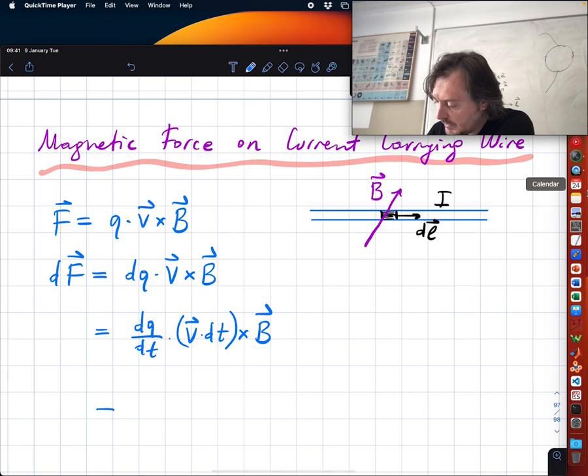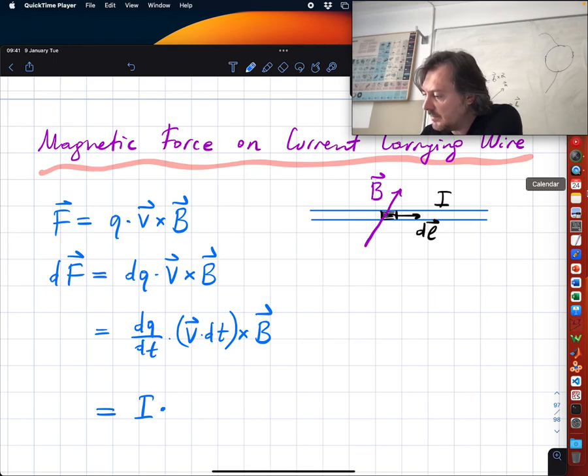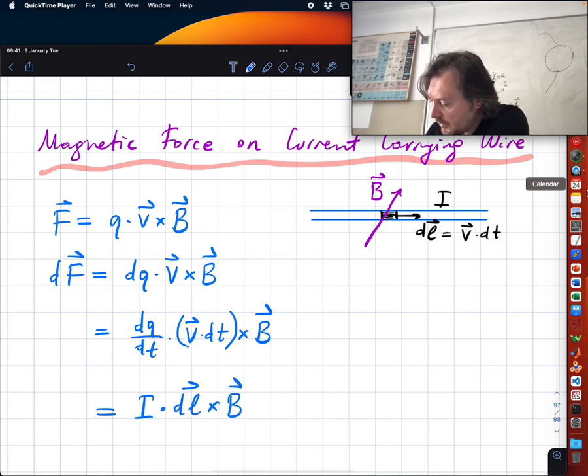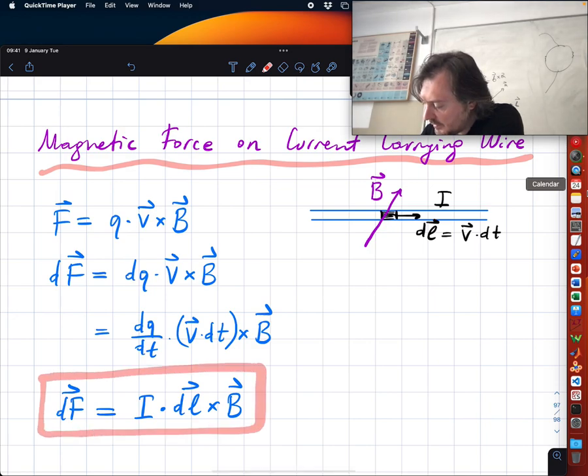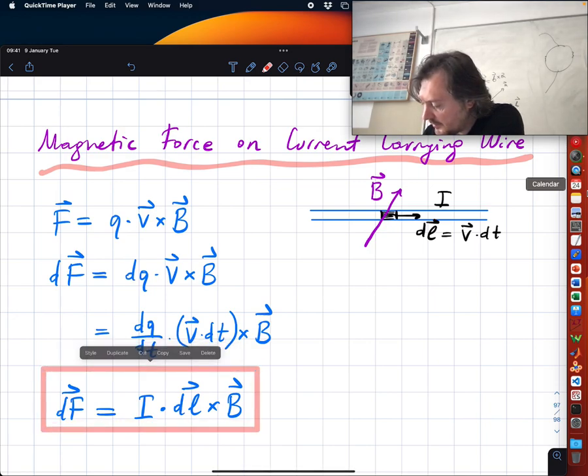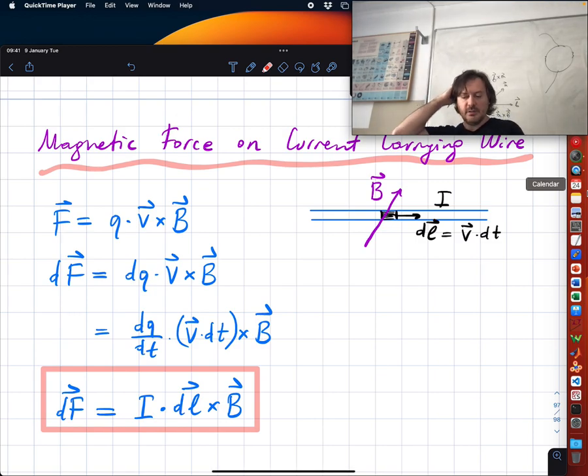So what is dq over dt? I. And v times dt is dl, right? Velocity times a tiny bit of time is dl, cross B. So that's how we get dF, the tiny bit of force felt by the tiny portion of wire carrying current, is like this. Okay?